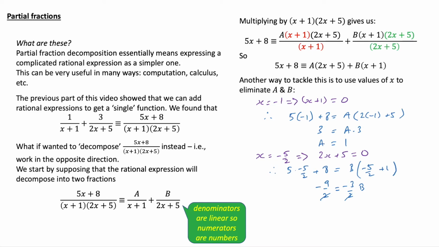Tidy that up. On the left hand side, 5 times minus 5 over 2 is minus 25 over 2. 8 is 16 over 2, so we've got minus 25 plus 16, which is minus 9. And then on the right hand side, we've got minus 5 over 2 plus 1 is minus 3 over 2. 2's cancel. Divide through by minus 3, and we get b equals 3. And of course we get the same result as we got before. So that's two different methods for tackling these situations.